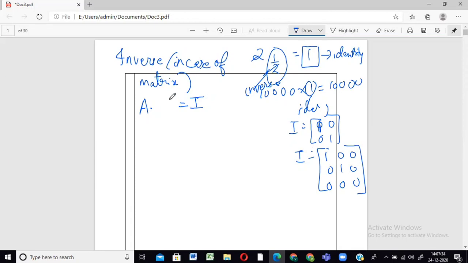So the inverse can be anything, right? In general, we can denote it using A inverse. A inverse is denoted like this, A raised to minus 1. So this is nothing but the inverse of A. On multiplying it with A, we will get the answer as the identity. Always remember the inverse of every matrix is unique. Inverse is always unique.